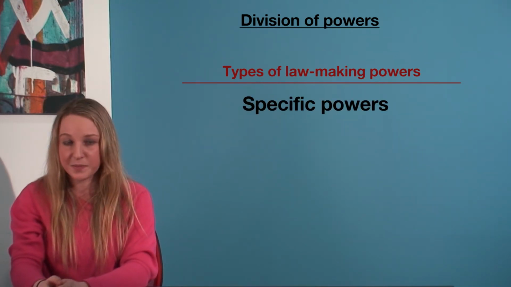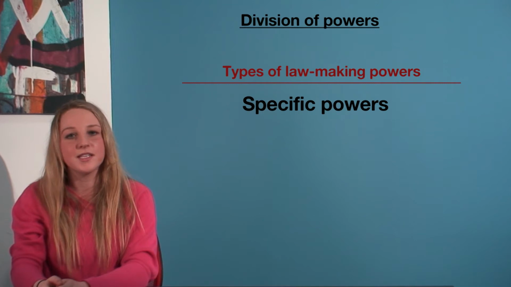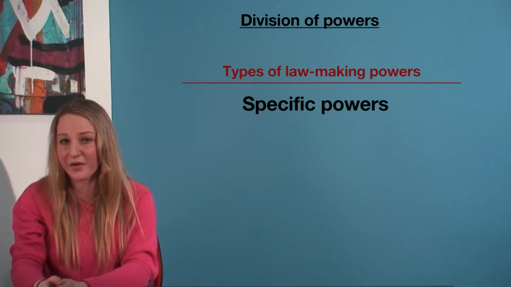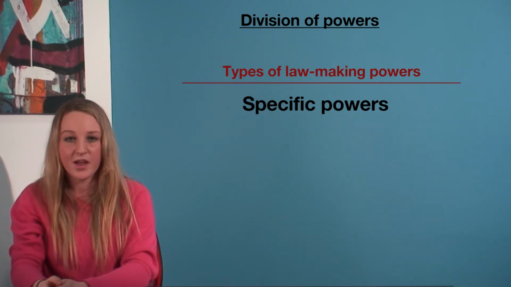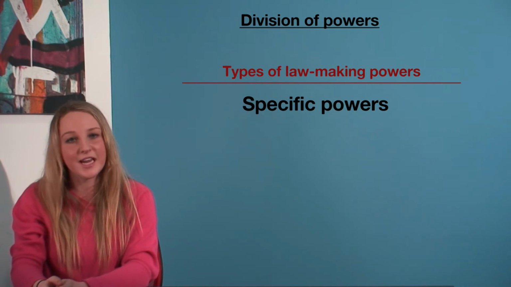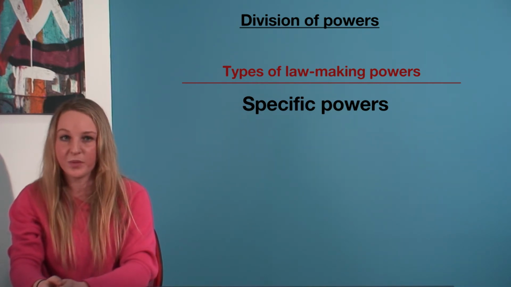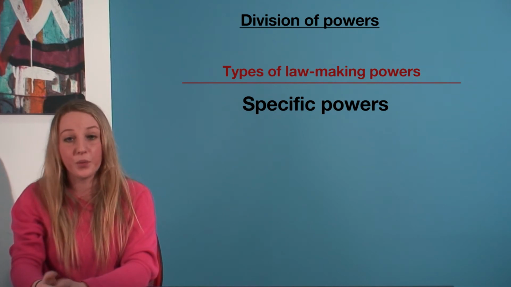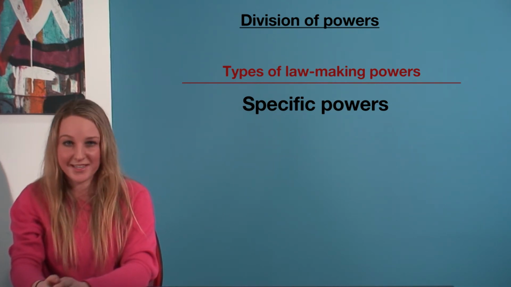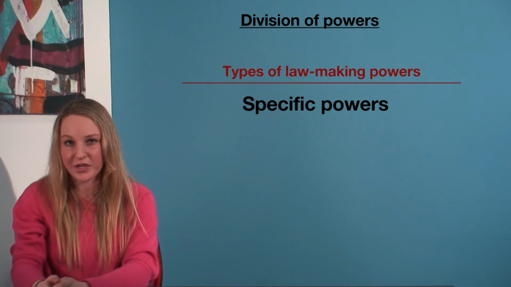The first type is specific powers. All that means is that the power to make law on a certain area is written in the Constitution. Federal Parliament can make law in any area that is mentioned in the Constitution. For example, Section 51(1) states that Commonwealth Parliament is able to make law on trade and commerce.